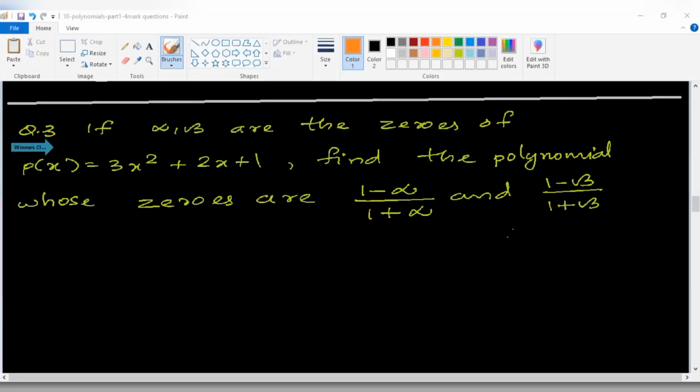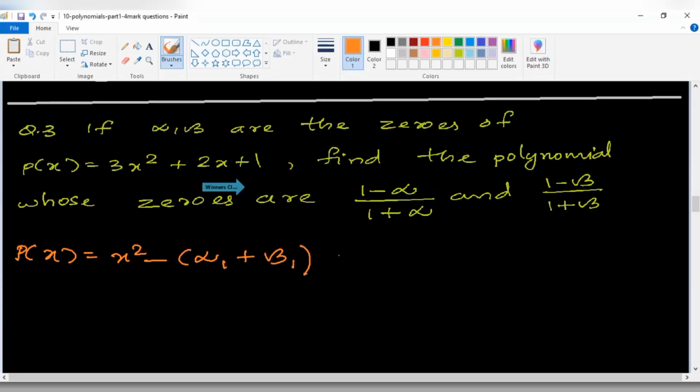Now this is the third question. Here, if alpha, beta are the zeros of this polynomial, find the polynomial whose zeros are 1 minus alpha by 1 plus alpha and 1 minus beta by 1 plus beta. In order to get the polynomial, normally what we do is the required polynomial p of x is equal to x square minus alpha plus beta. Here alpha, beta are the zeros of some other polynomial, so let us take it as alpha 1 plus beta 1, into x plus alpha 1 into beta 1. This is what we need.